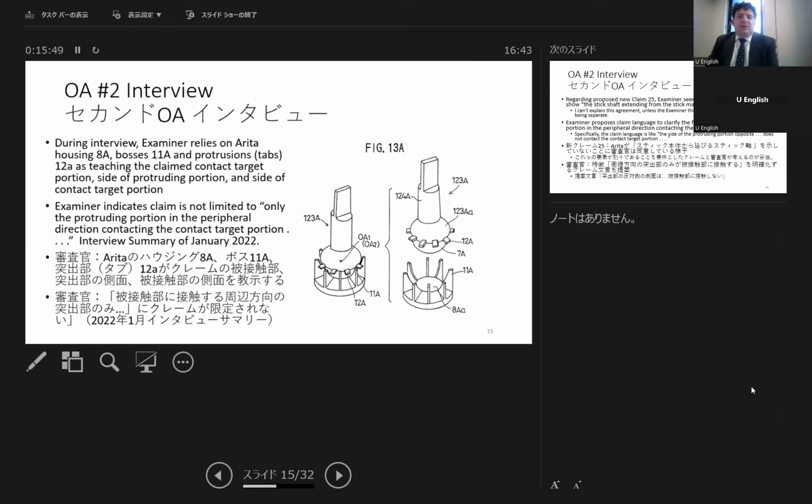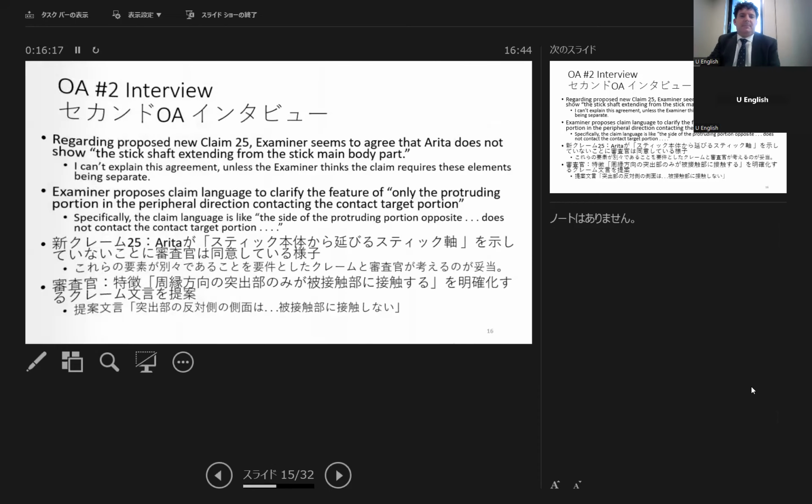In reply, the examiner indicates that the claim is not limited to, quote, only the protruding portion in the peripheral direction contacting the contact target portion. It's not. That's clearly not in the claim. And that seems to be why the examiner is saying that this reference discloses claim 1.